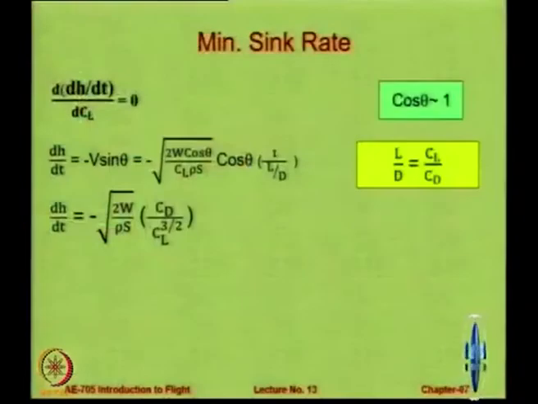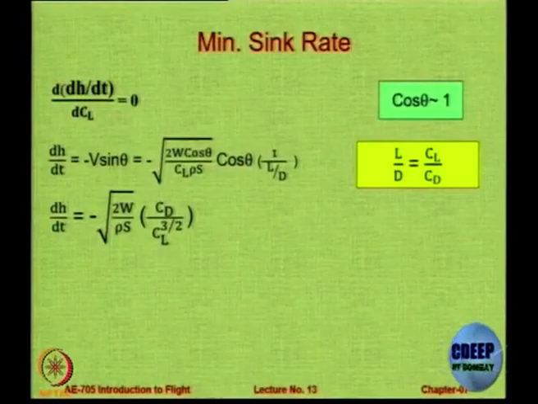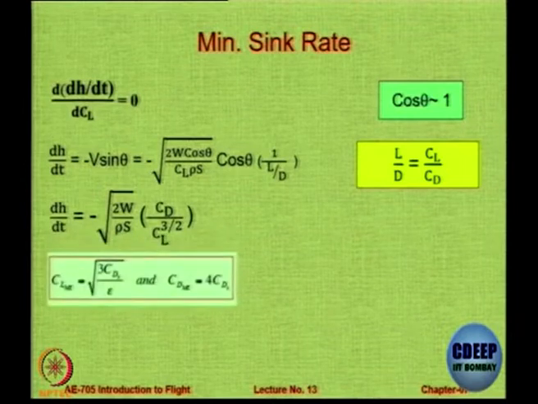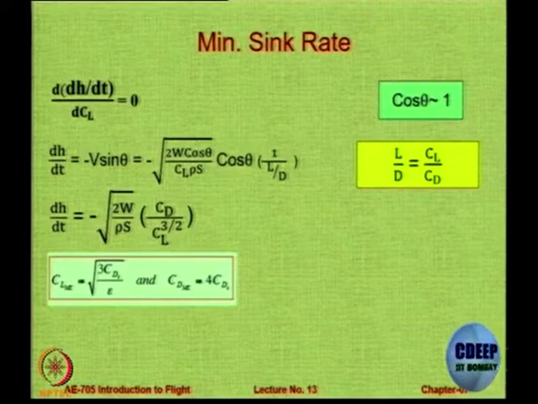So, C_D square comes in, C_D square and C_L square. So, there will be a cube there. So, dh by dt will become minus root of 2W by rho S, times C_D by C_L power 3 by 2. This is a familiar ratio. We had this ratio also for the minimum power required in flight. So, hence it is interesting that you can get the condition at which the sink rate will be minimum.